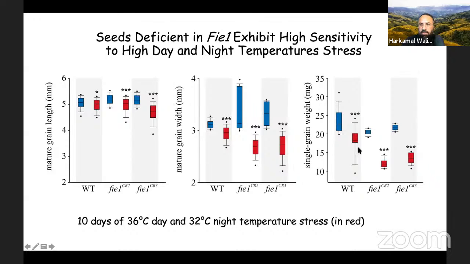And also similarly for single grain weight. What's happening, at least my thought is, that even though the seeds look a little bit bigger, wider specifically, they're puffier. So it's like they're being popcorned. The starch is being popcorned within it under heat stress when you have deficiency of 5.1.